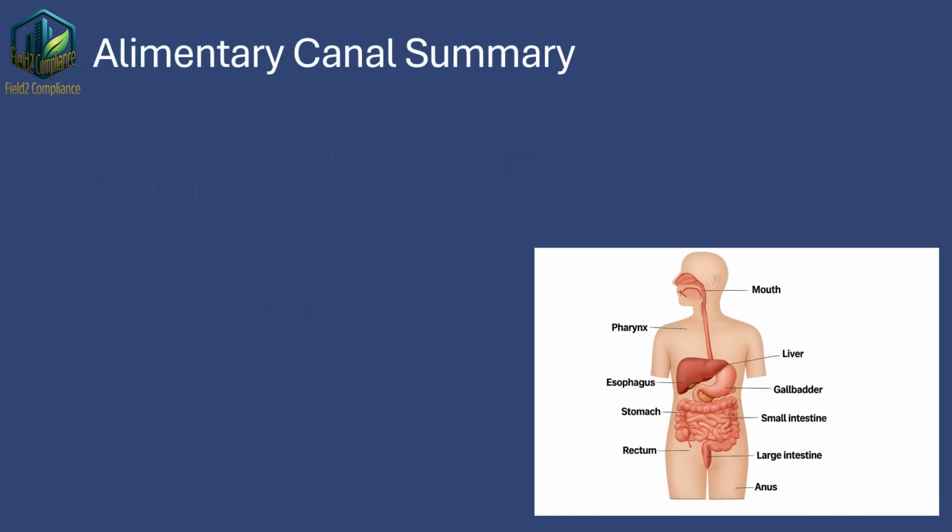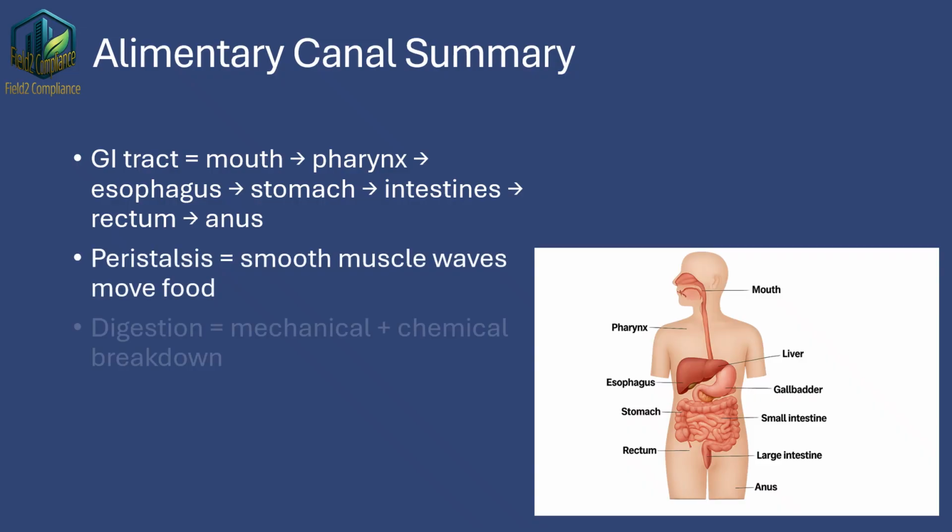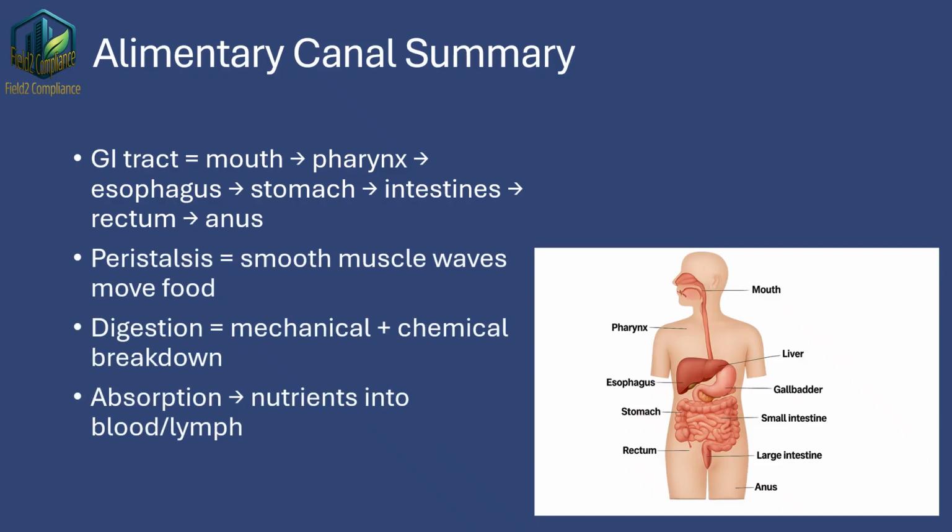The alimentary canal, or gastrointestinal tract, runs from mouth to anus. Peristalsis, smooth muscle waves, moves food along. Digestion combines mechanical and chemical breakdown. Finally, nutrients are absorbed into the blood and lymph for use by the body.